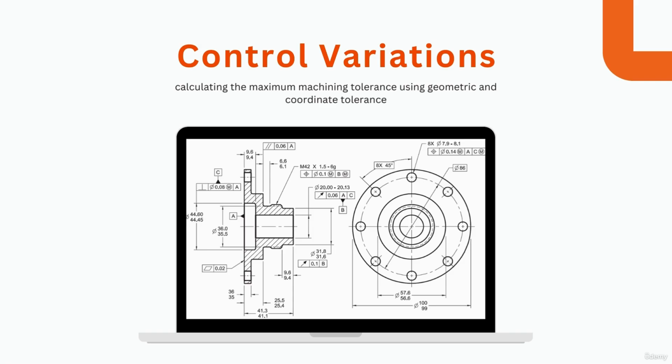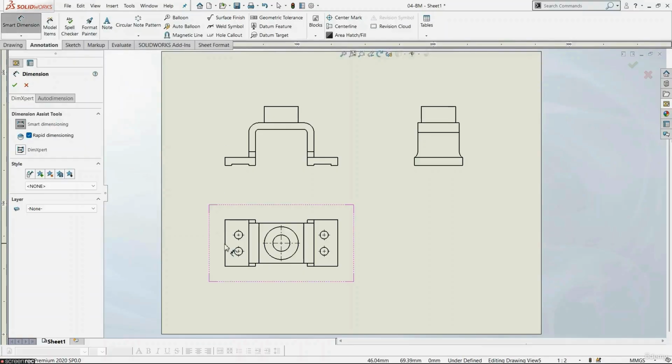Control variation is nothing but, if you are mating a bolt and nut together, you need some kind of variation difference, because you need either a positive difference or a negative difference to mate with each other. Suppose if you have the same limits, you cannot mate them with each other.